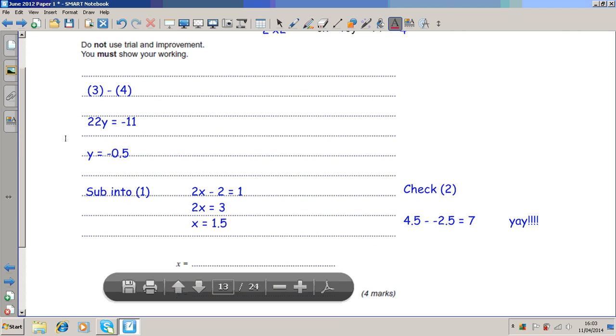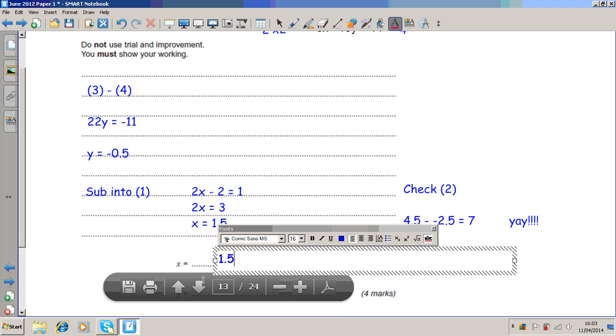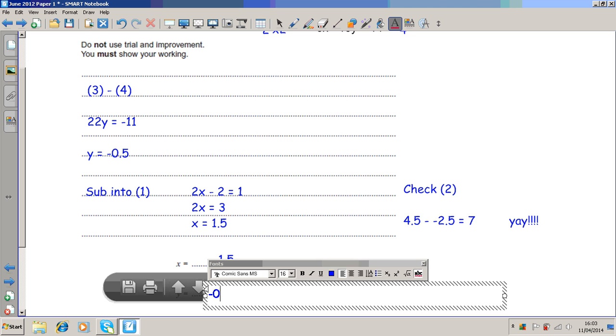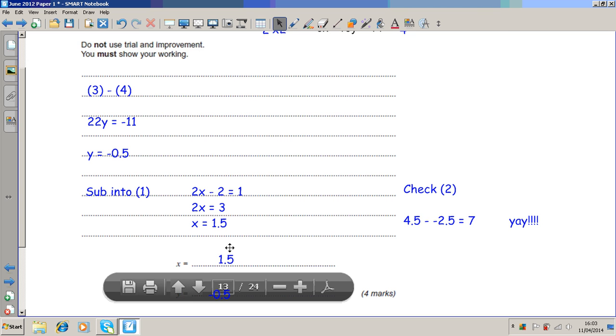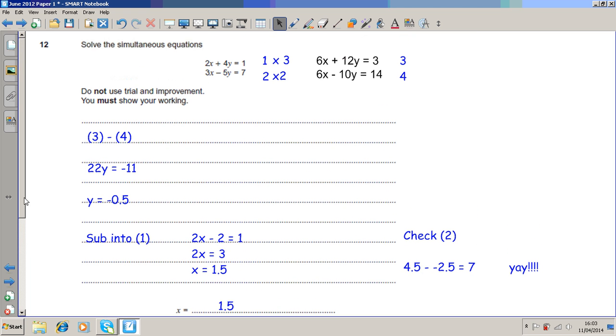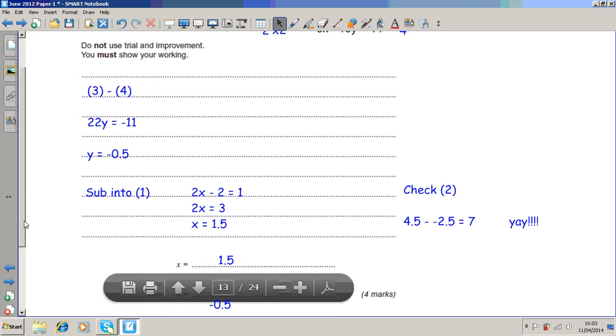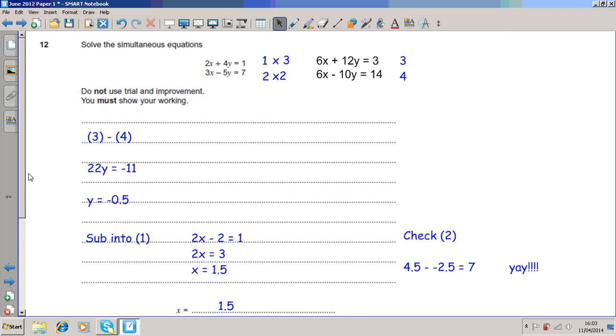Okay, so my answers are 1.5 for x and minus 0.5 for y. Can't see that very well, but get the gist, hopefully. And again, there are many different ways of doing that, but hopefully you should always get the same x and y values, and your check should work if you did.